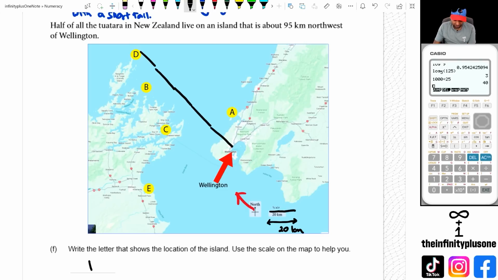So I'm actually looking for the letter D. Now I do again apologize, because I was messing around with the scales and I should have actually used the screenshot of the Google Maps, which I didn't. But that's pretty much how you do this question.